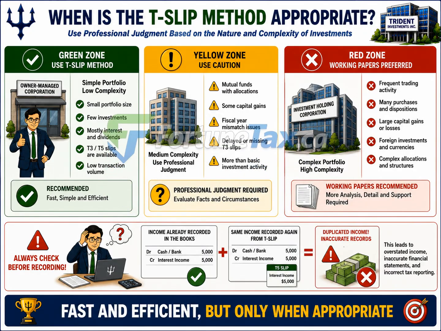Now let's move to the yellow zone. This is where professional judgment becomes important. The investment portfolio may contain mutual funds with complex allocations, some capital gains transactions, fiscal year timing differences, or delayed T3 slips. The T-slip method may still work, but additional analysis may be required. The accountant must carefully evaluate whether the information on the slips is sufficient to prepare accurate accounting records. This is the area where experience and judgment play a significant role.